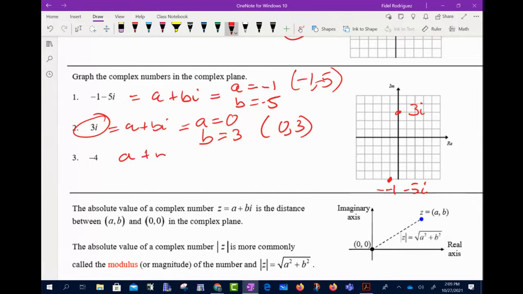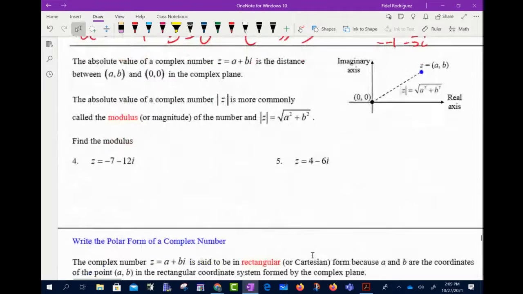And so the same thing, I'm going to do it right here, a plus bi, right? And so what would you say my a is in this case if all I have is negative 4? What would you say a is? Negative 4. And what about b? 0. There you go. So this is the point that we're going to plot. Negative 4, 0, which means we're going to go 1, 2, 3, 4 right here. And that's our point, negative 4. Okay. So graphing complex numbers in the complex plane, pretty straightforward, just like plotting points, right? Because that's pretty much what we're doing.